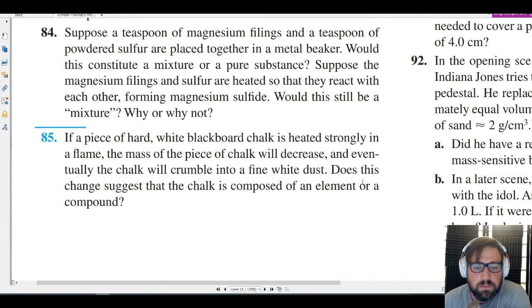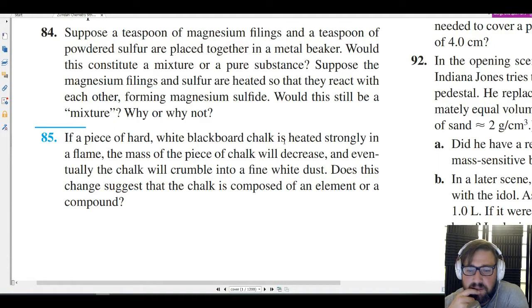Ooh, this is a fun one. If you have a piece of hard white blackboard chalk and heat it strongly in a flame, the mass of the piece of chalk will decrease, and eventually the chalk will crumble into a fine white dust. Does this suggest that the chalk is composed of an element or a compound?